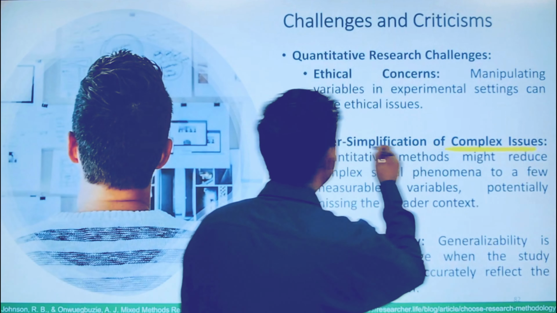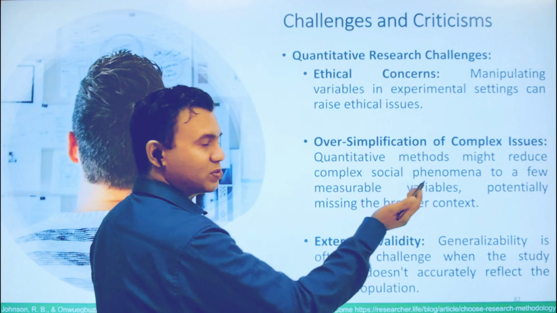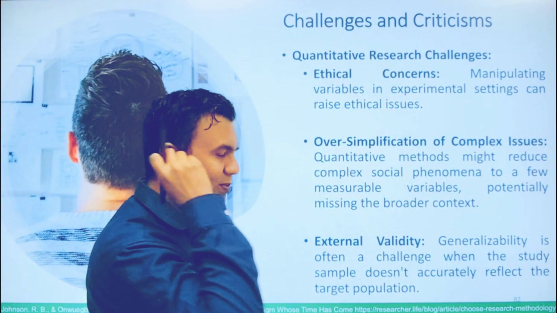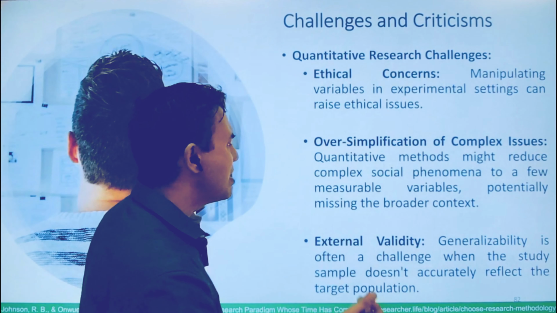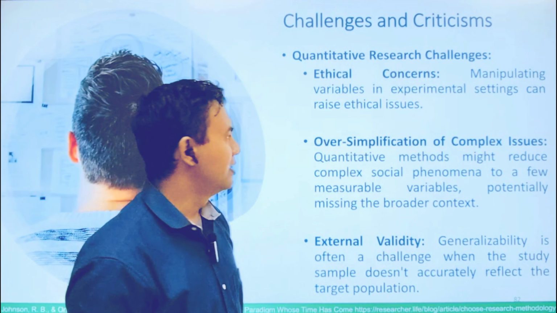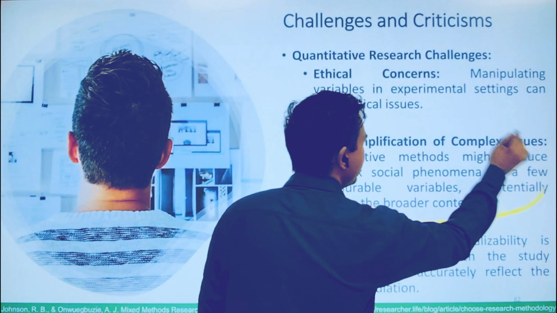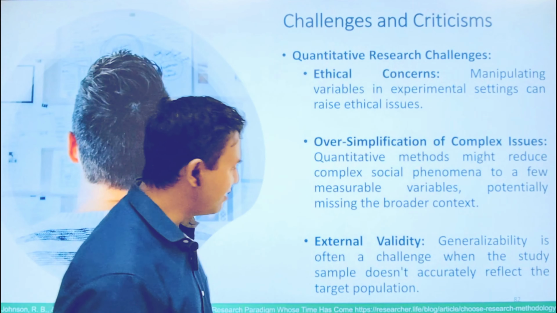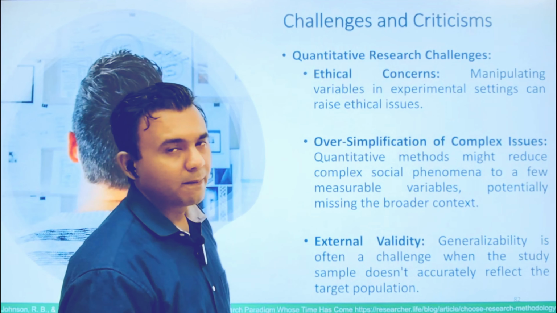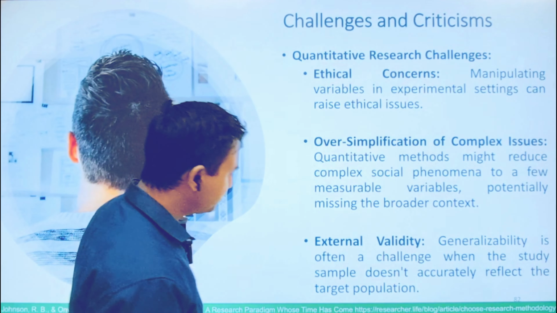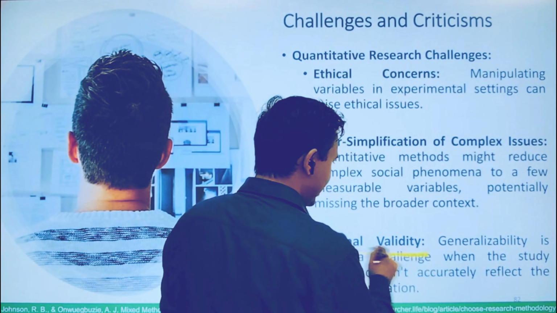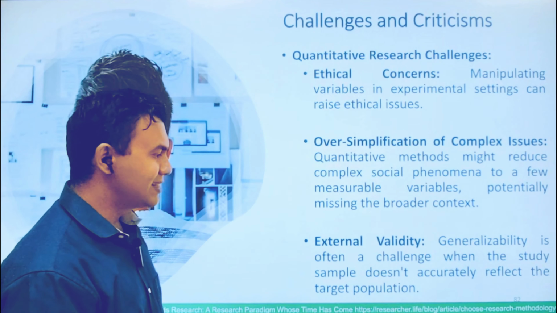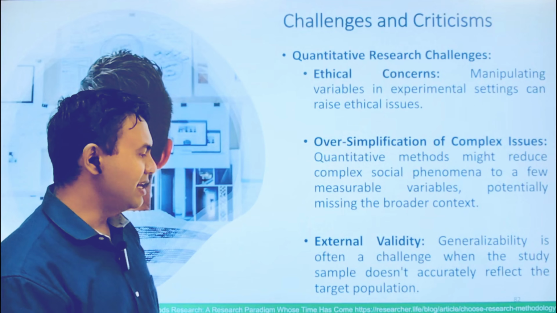Oversimplification of complex issues: quantitative methods might reduce complex social phenomena to a few measurable variables, and potentially miss the broader context, correct? So the numbers may not describe people's experiences and what they feel, and it may oversimplify, and we miss what has to be studied. External validity and generalizability are often a challenge when the study sample doesn't accurately reflect the target population.